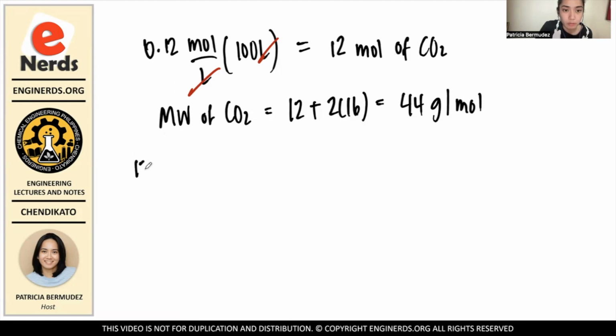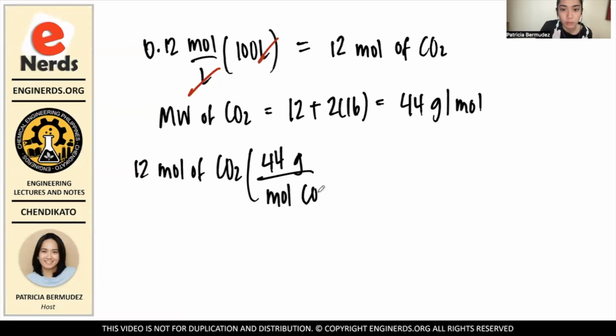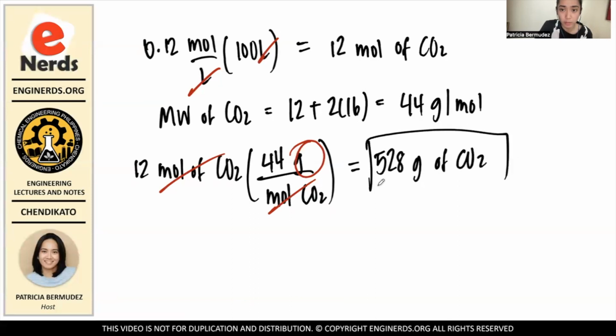Okay, so 12 moles of CO2. We multiply it by the molecular weight, which is 44 grams per mole of CO2. Okay? So makita natin, makakancel yung mole CO2. And matitira yung grams. So that is the weight or the mass of CO2 present in that soft drink bottle. So it is 528. And that is our answer for this problem. Okay? And now let's try another question.